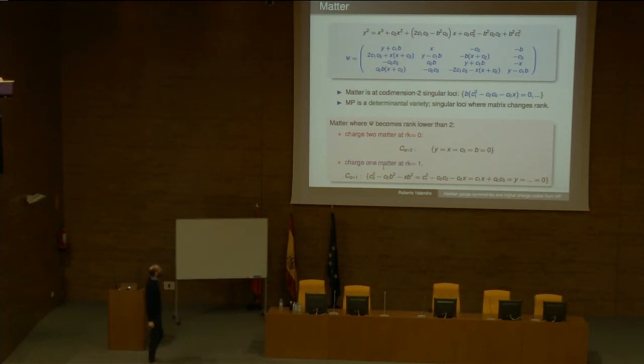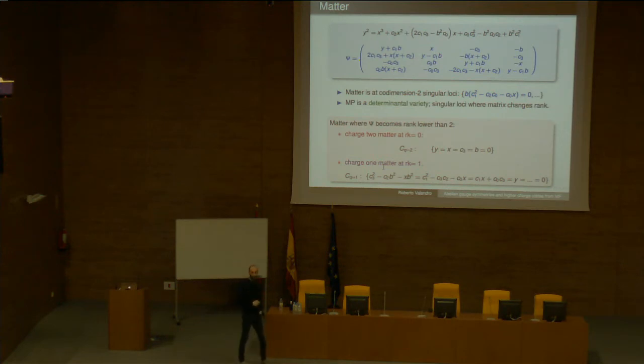So the matter is at codimension 2 singular loci, and in fact, if one studies this equation and looks for singularities, one finds a long ideal that defines these points. But one of the defining equations factorizes in 2, and here is the reason why we have two matter curves. One will be at b equal to 0, and then all the other things, and another will be when this factor is equal to 0.